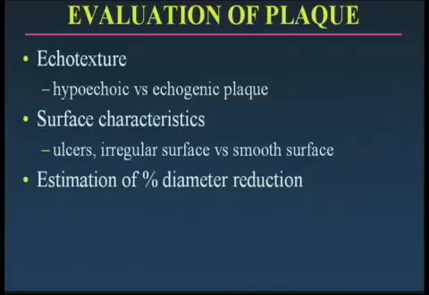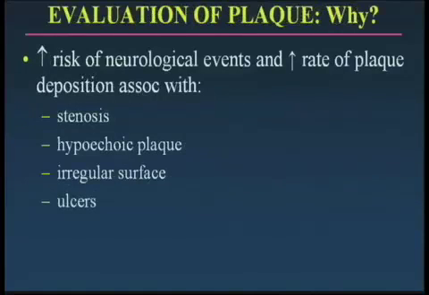And when we evaluate plaque, we are looking to characterize three different things. First of all, the echo texture, and you want to differentiate hypoechoic from echogenic plaque. We then want to look at the surface characteristics of the plaque, and we differentiate ulcers or plaque with an irregular surface from smooth surface plaque. And finally, we want to estimate the percent diameter reduction just using the grayscale and the color flow imaging.